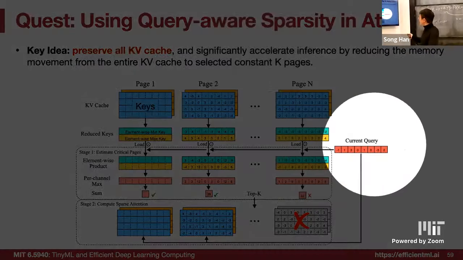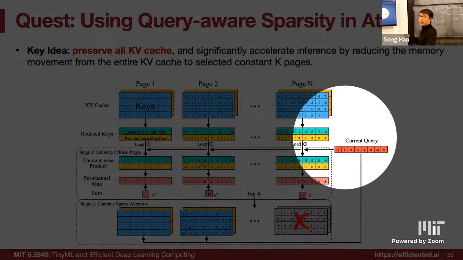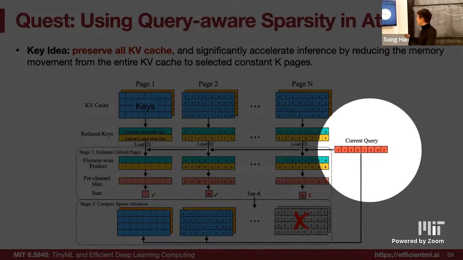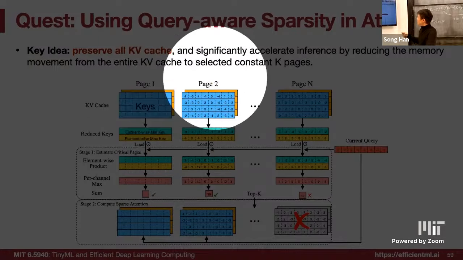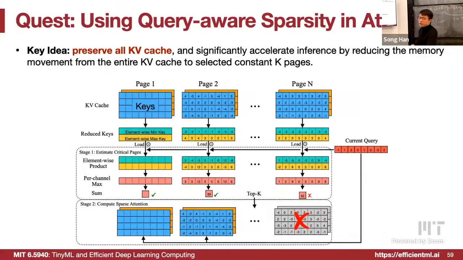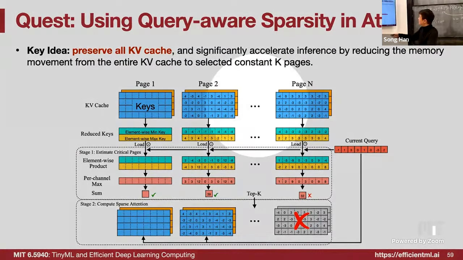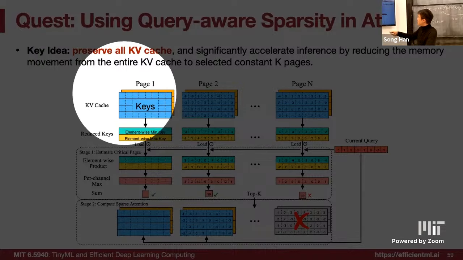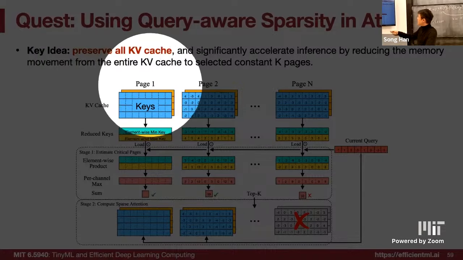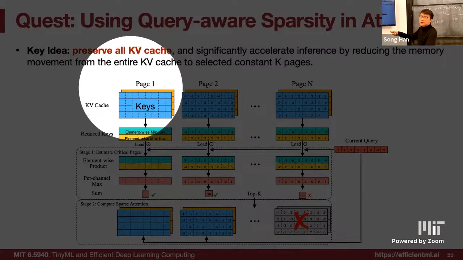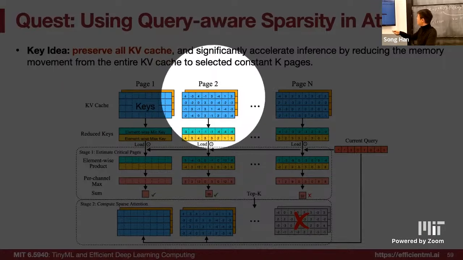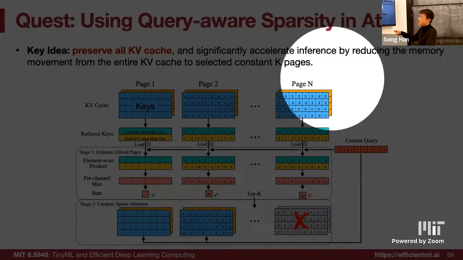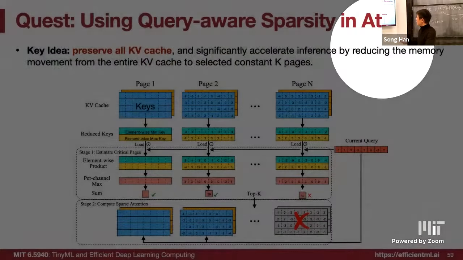When a new query comes, right here, this is 1 by D. D is the hidden dimension, in this case 8. So we have many KV pages. Each page may have like 16 tokens. 16 tokens is actually 4 in this case, but actually it might be 16 or 64. This dimension is the hidden dimension, 8 in this case. The two colors indicate K and V. First page, second page, and nth page. As the sequence gets longer, you have more pages.